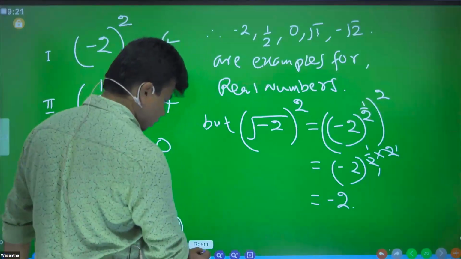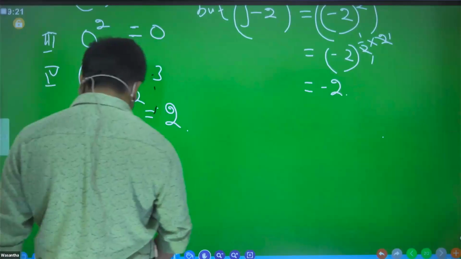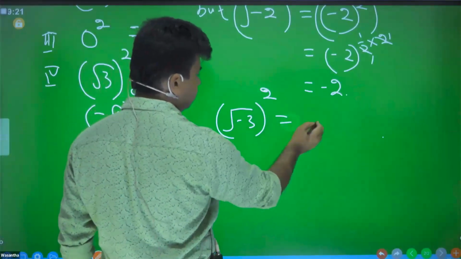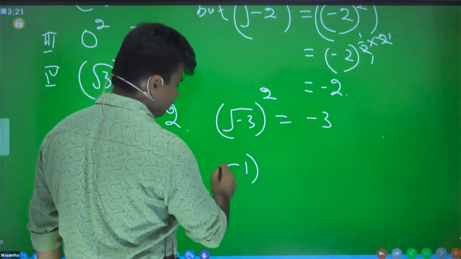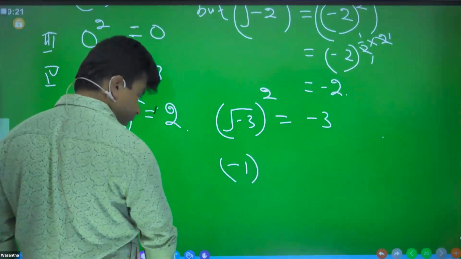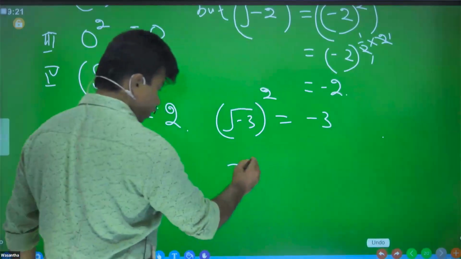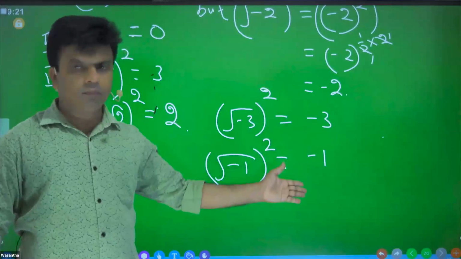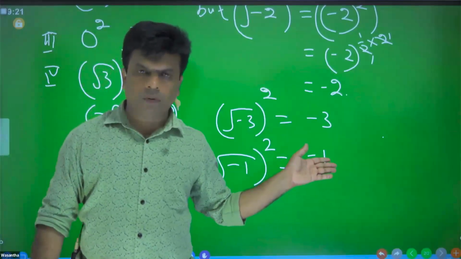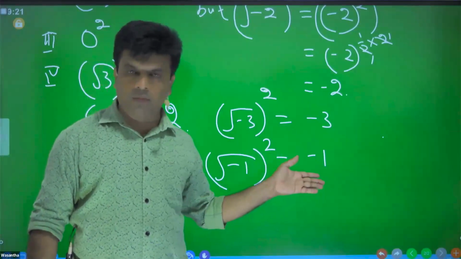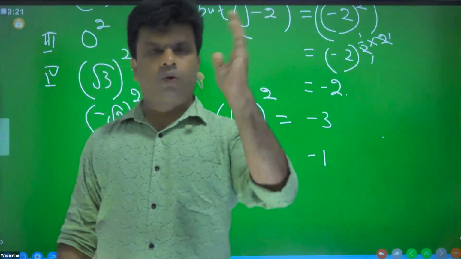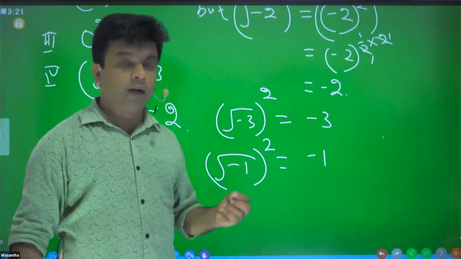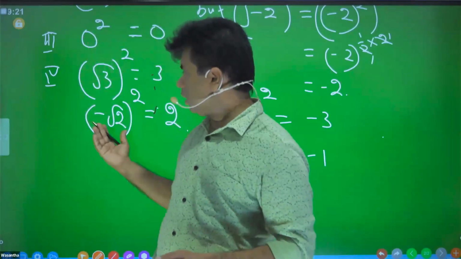Similarly, the square root of minus 3 squared is minus 3, and the square root of minus 1 squared is minus 1. When you square these, all the numbers are negative. But what the definition says is, if the square of a number is non-negative, it is a real number. That means these are real numbers.